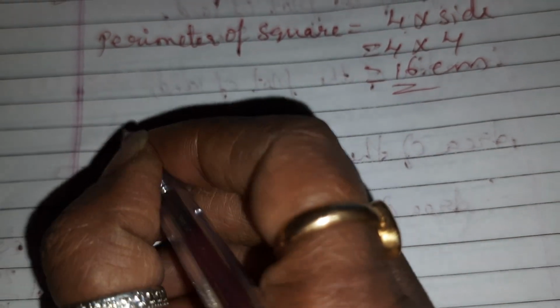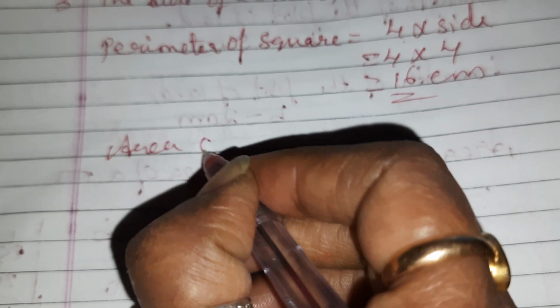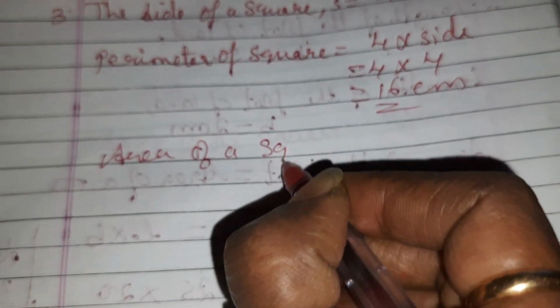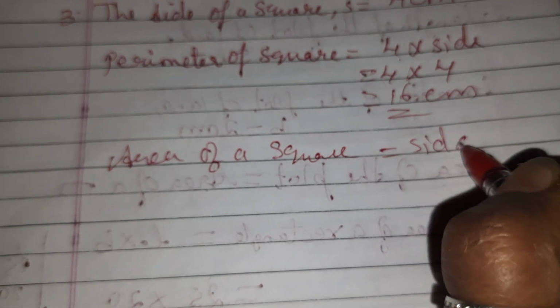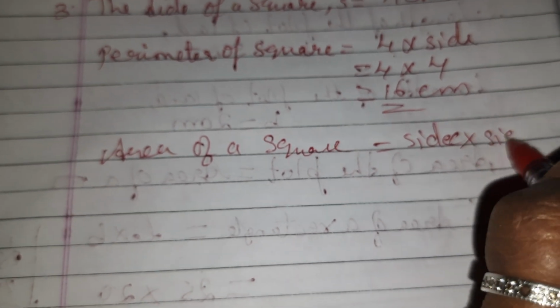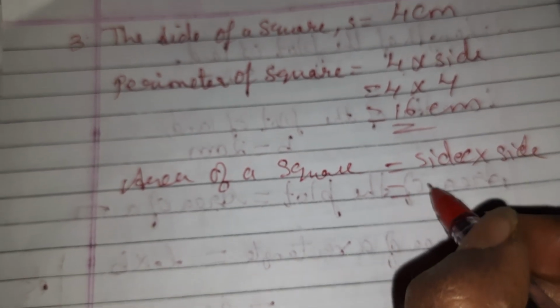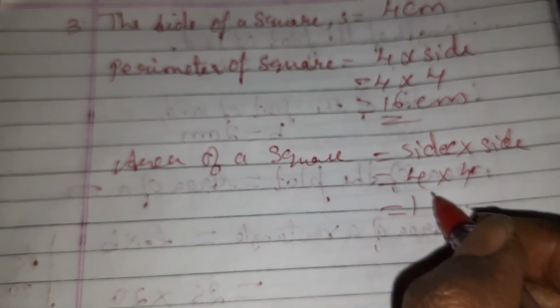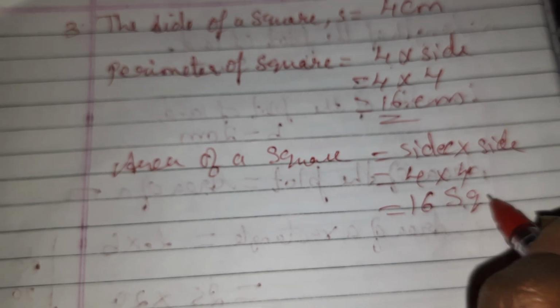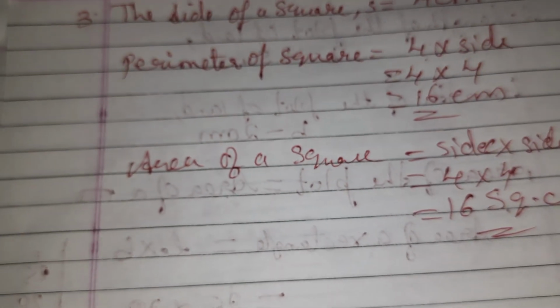At the same time we will just find out the area, because in the question we have to find out both. Area of a square is equal to side into side. Side is what now? 4. So 4 into 4 is equal to 16 square centimeter. So look at that, children.